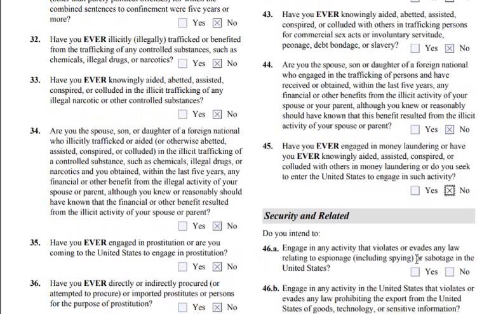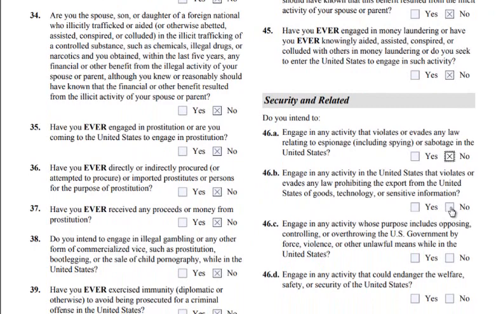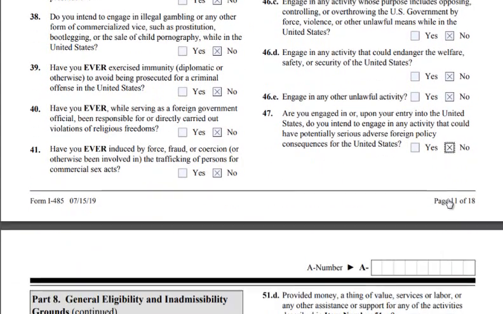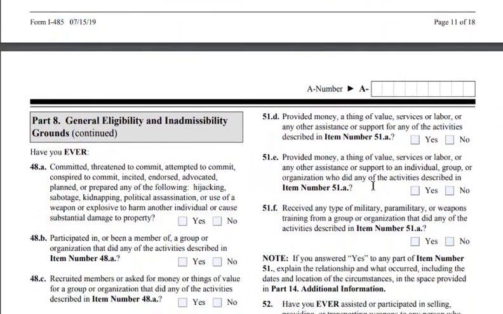As the questions keep going, guys, security and related: do you intend to engage in any activity that violates any law relating to espionage, including spying? Yes or no. So, guys, I'm just going to continue. You guys are going to keep on reading these questions. If it belongs to you, they're personal questions.